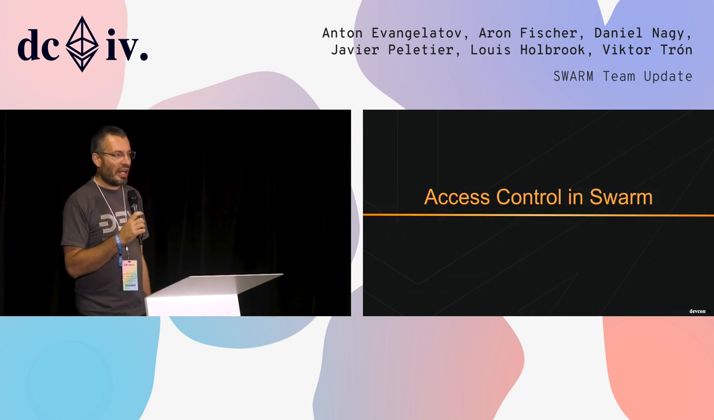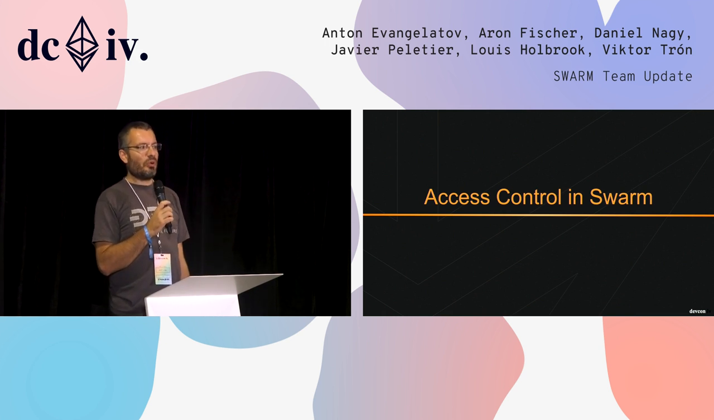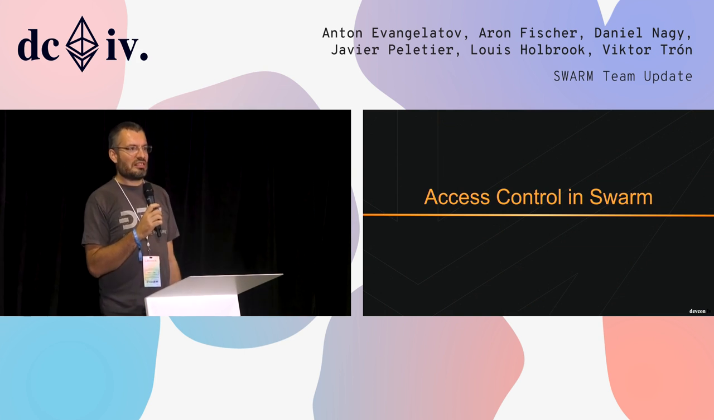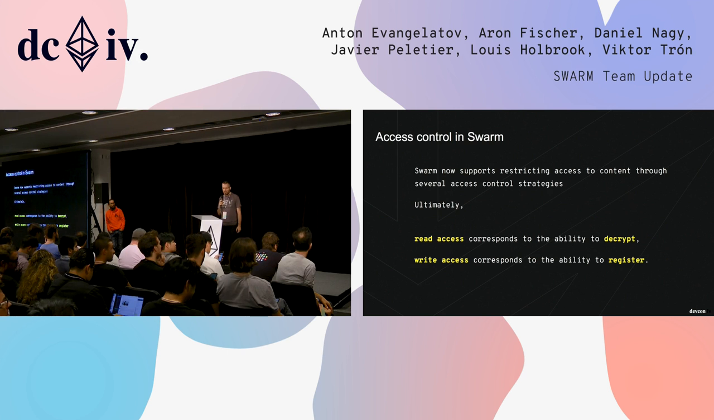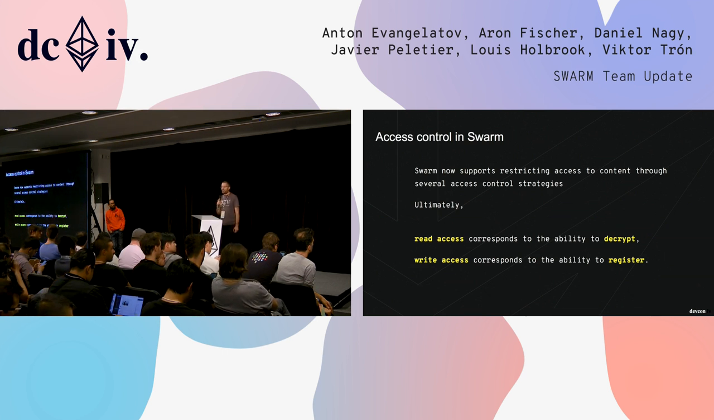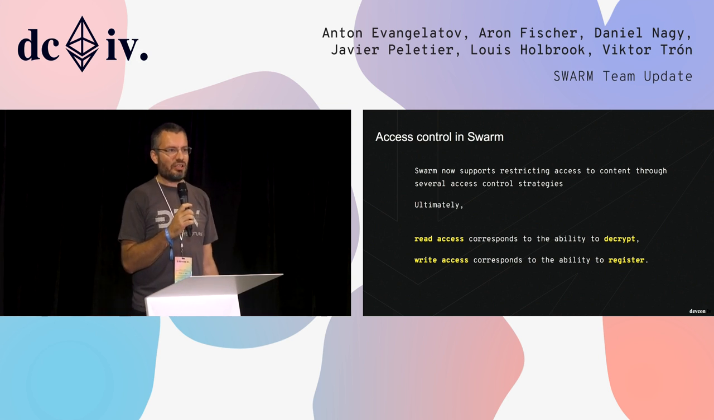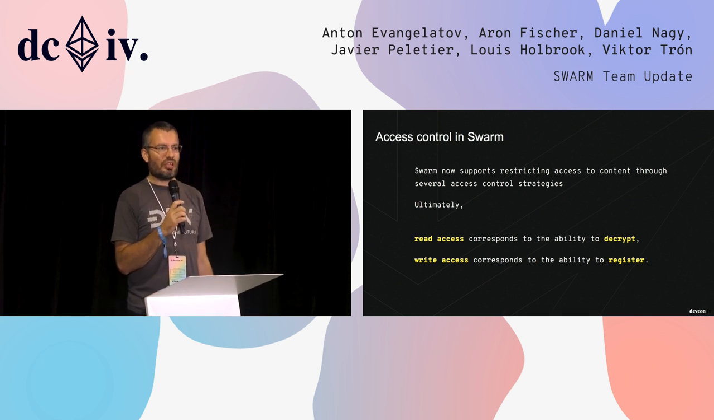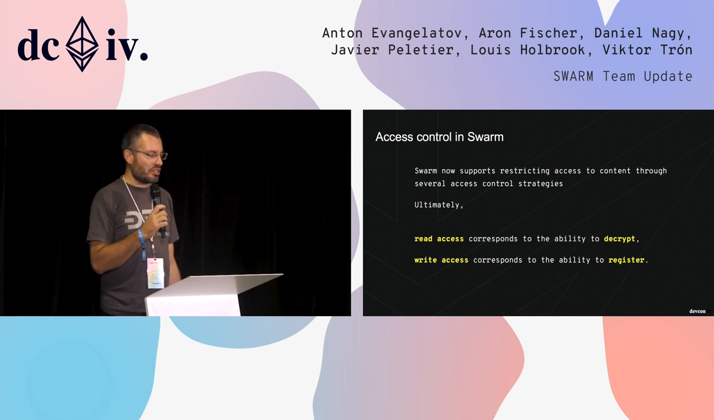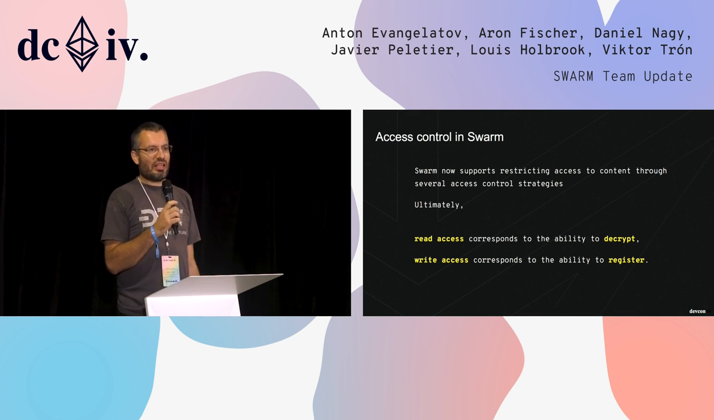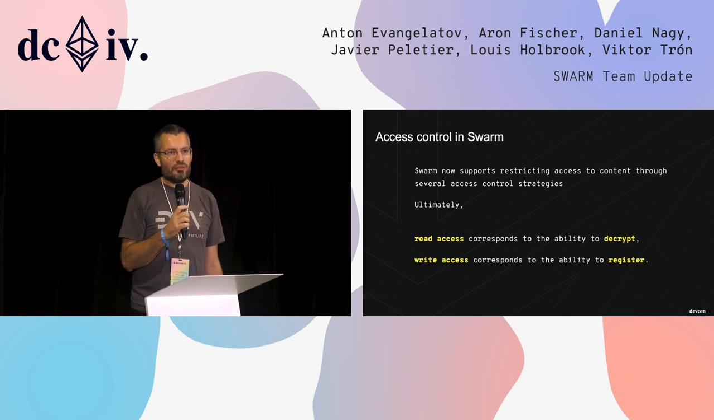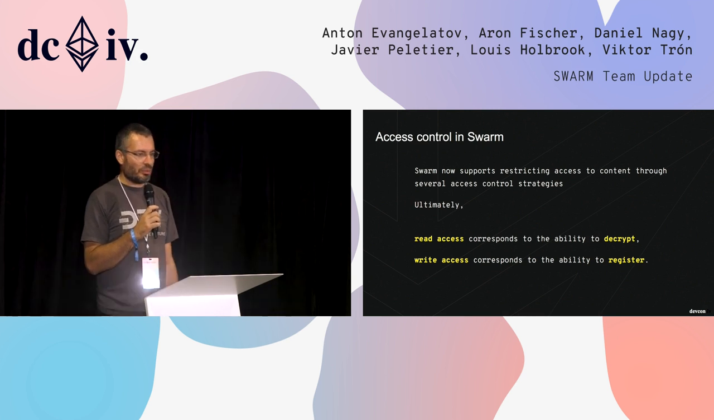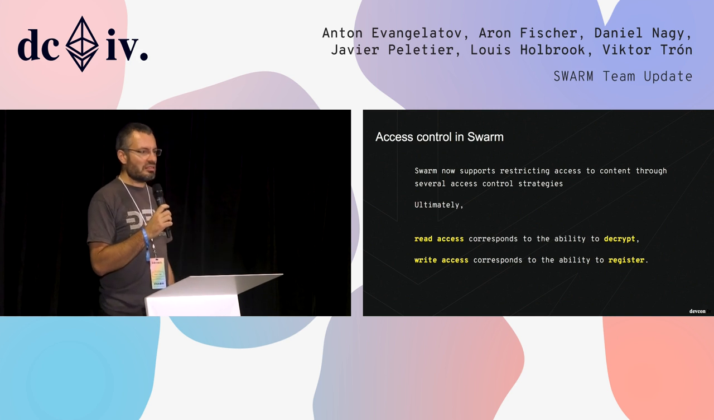So now I'm going to move on to access control in Swarm, which basically boils down to how do you change the sets of users that have access to certain content. So it's important to emphasize that in a permissionless, trustless, and distributed system, you cannot really act as a gatekeeper, or you cannot really delegate nodes to act as gatekeepers. Instead, read access corresponds to the ability to decrypt, and write access corresponds to the ability to register. So registration can happen on Swarm feeds or directly in the blockchain, for example, in an ENS contract, and that's about what you need to know about it. But read access, which is the ability to decrypt, is a bit more interesting, so I'm going to talk more about that.